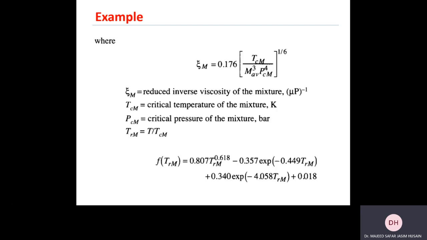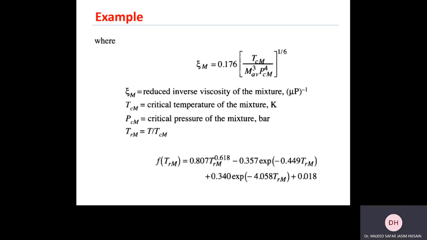So this xi M in the equation is defined as follows. It's 0.176 multiplied by a few parameters. What are these? It is the critical temperature of the mixture, TCM. PCM is the critical pressure of the mixture. And you also have TRM, which is temperature divided by the critical temperature. So that's what each one of them means.